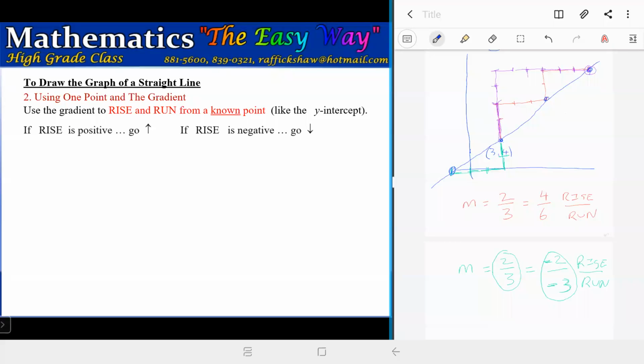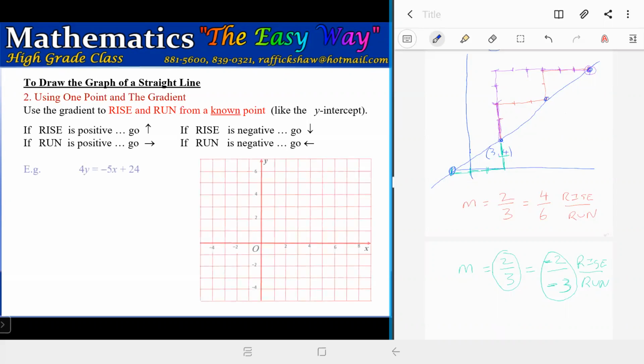So remember, if the rise is positive, you go up. If the rise is negative, you go down. If the run is positive, you go to the right. If the run is negative, you go to the left. I just demonstrated that over there on the right side of the page. So let's do this example now. I want to draw that line, but I'm not going to plot 2 points now. I'm going to use the gradient and a point.